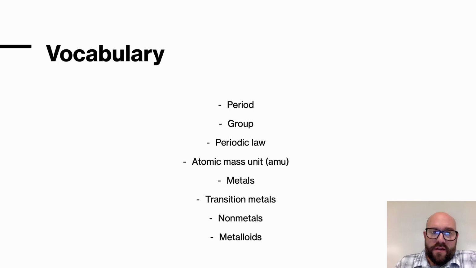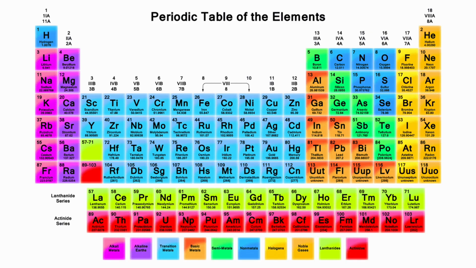The vocabulary for today's lesson are period, group, periodic law, atomic mass unit, or AMU, metals, transition metals, nonmetals, and metalloids. This is a picture of the modern periodic table of elements, one that you're going to be familiar with and working with for the next few weeks.